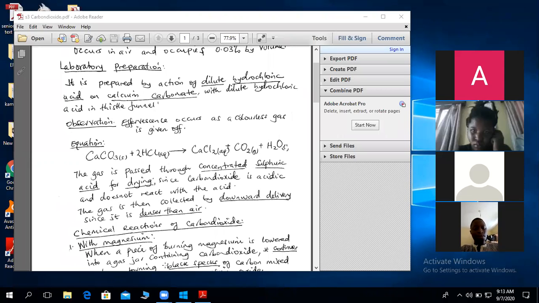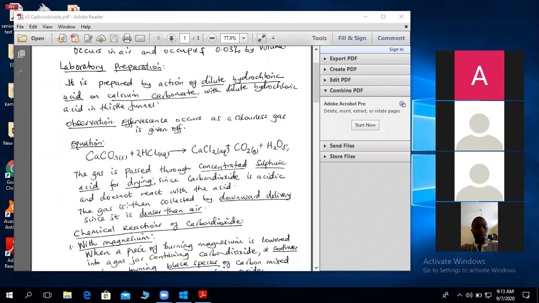Let's move on. After drying the gas, what happens next? You collect the gas. How is the gas collected? Carbon dioxide is collected by downward delivery.